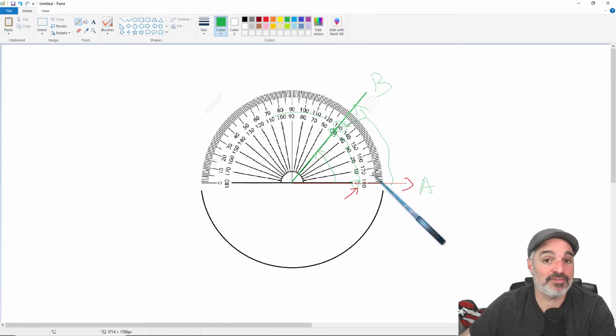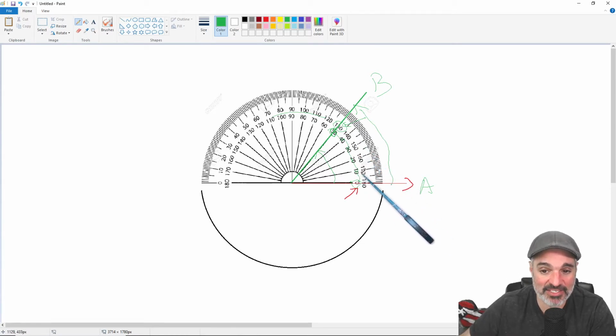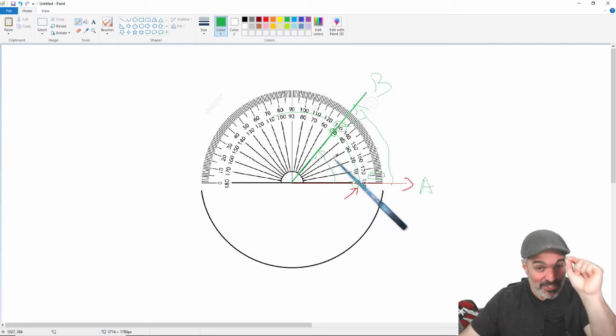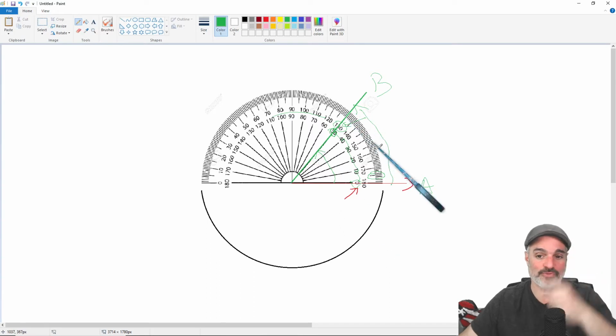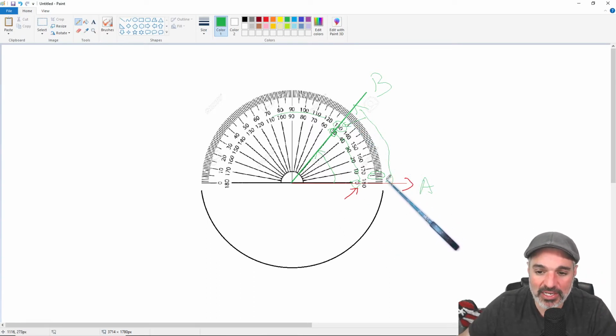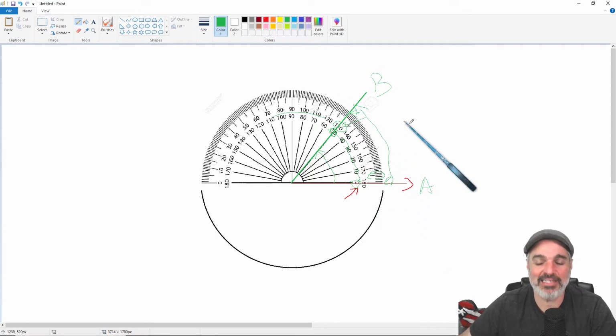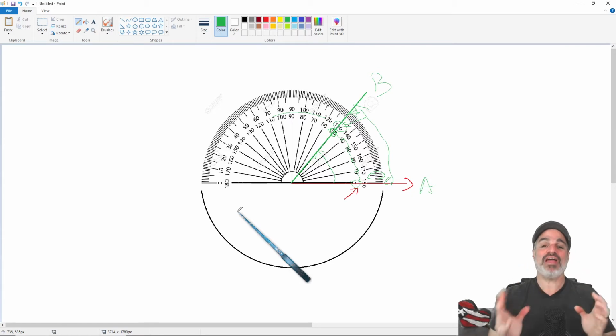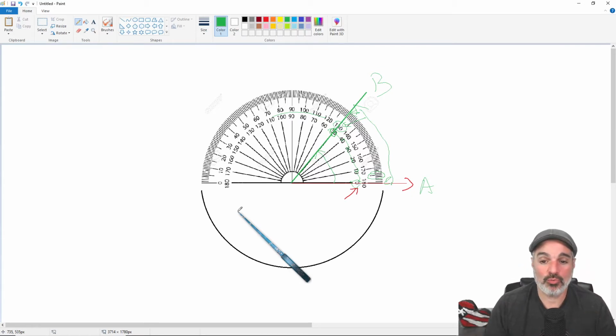Remember that you can count from 10 to 10, like the big lines are 10, or you can look at this line here, that's 5, so you can go from 5 to 5. Or you can count each individual line, which is 1 degree. So from this individual line to this individual line, there are going to be 50 tiny lines. And that's the most basic way for you to measure an angle with a protractor.